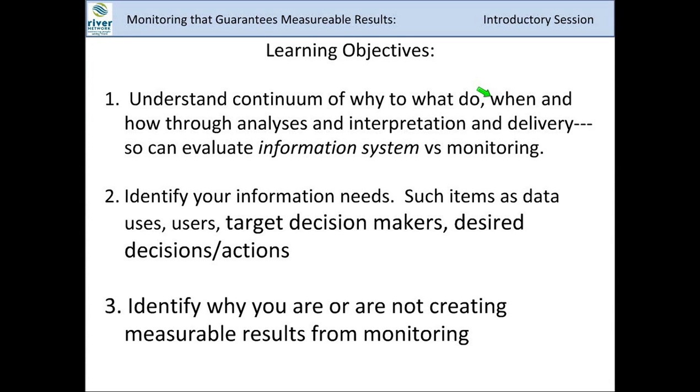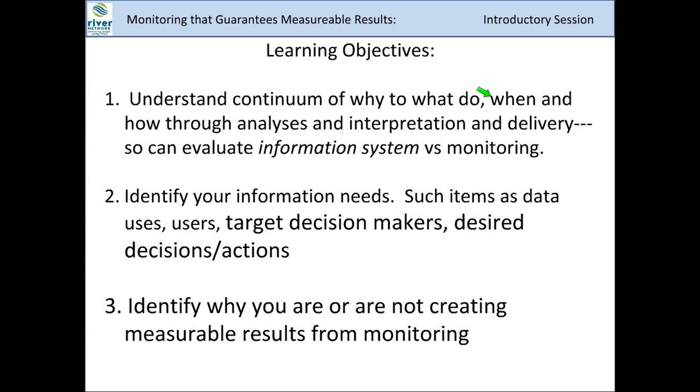Another objective we have is having you experience identifying what your information needs are. What does that really mean when I say that? How do you find your target decision makers and decide that that's who you really want to target? I've had people go through this training and they realize they've been barking up the wrong tree, if you will. And how do you connect your monitoring to these decisions and actions and measure that?